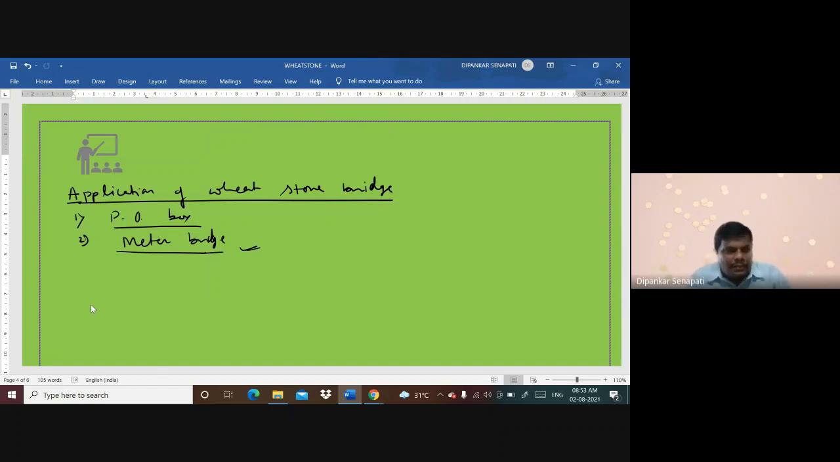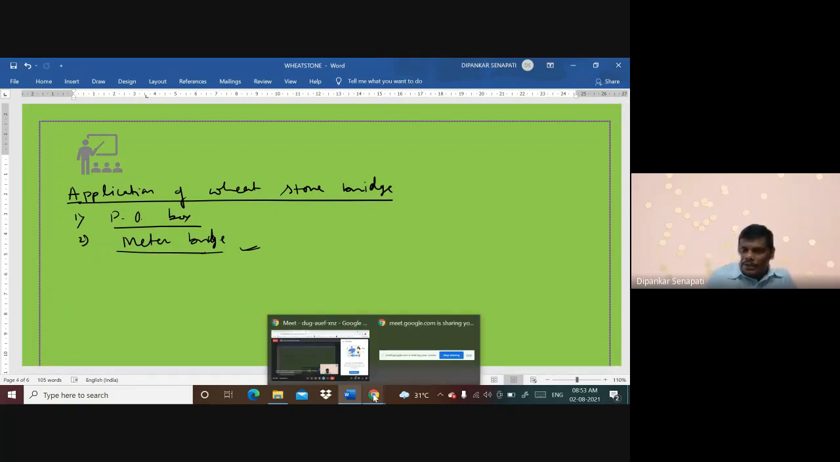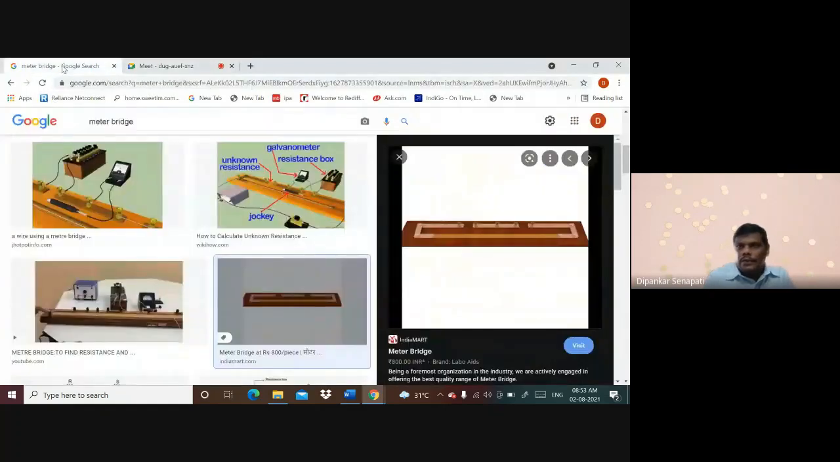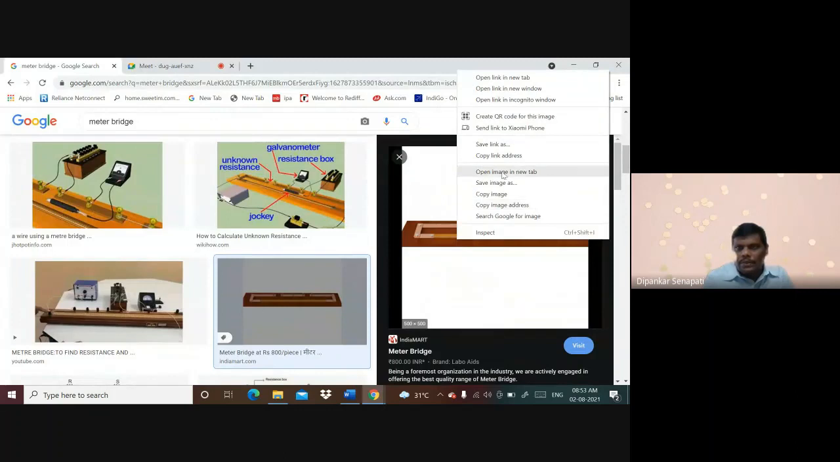So what a meter bridge is, let me show you. Let me take a picture from the website, and let me take this. Yes, I want to take this picture.